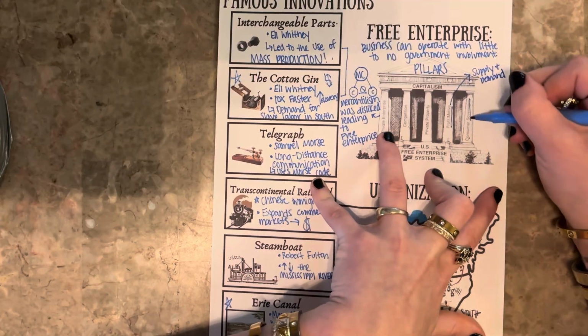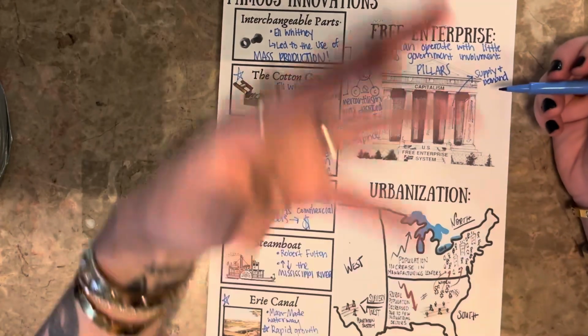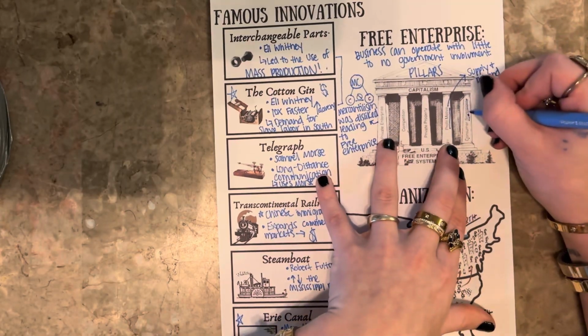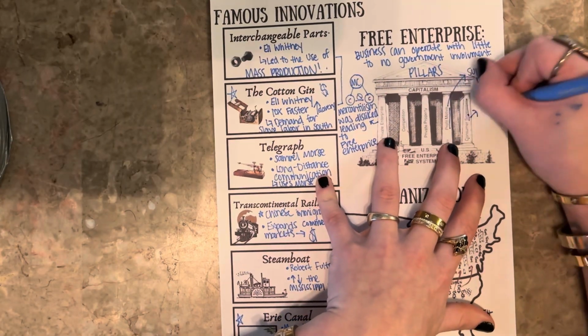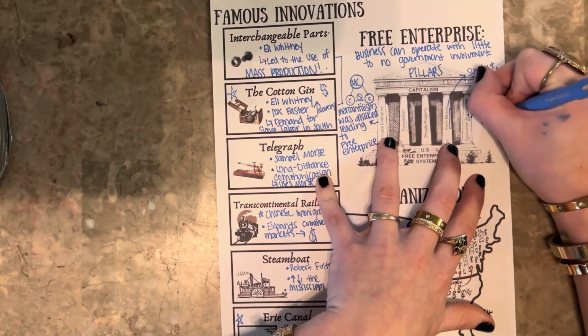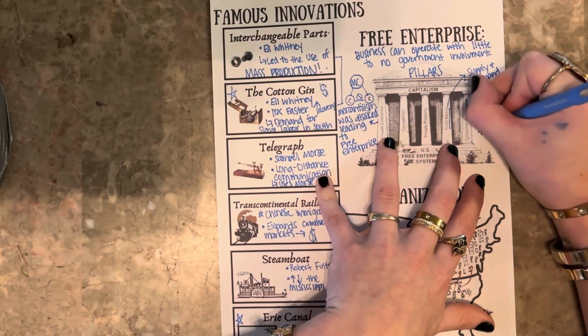And then we also have consumer sovereignty. So a consumer is somebody that's buying things, and sovereignty we know is when the people have the say. So the people have the say in the goods that they buy.